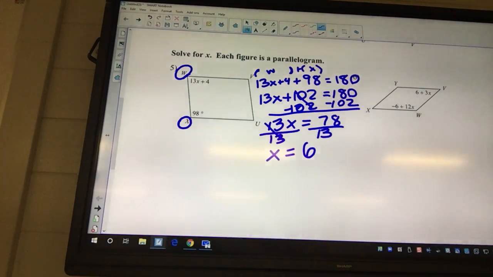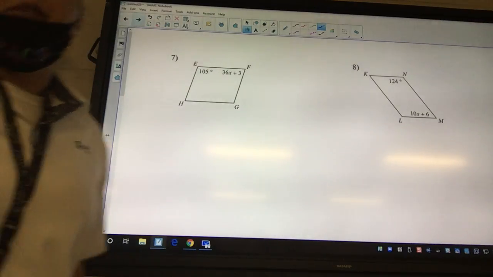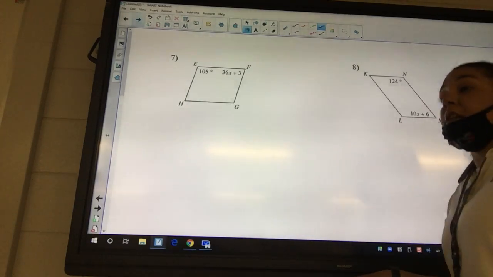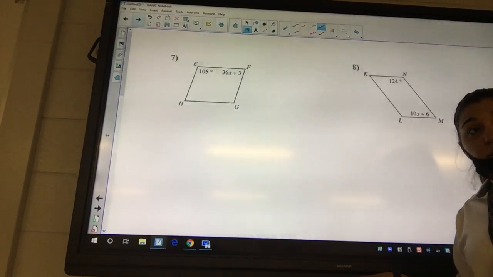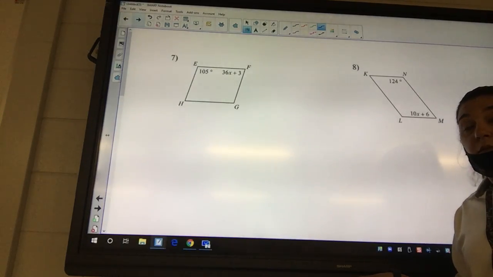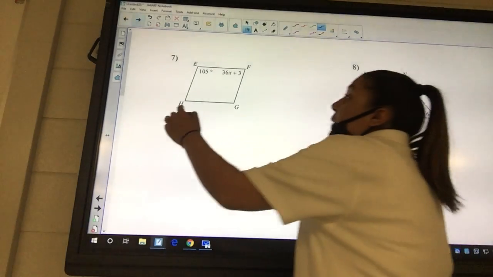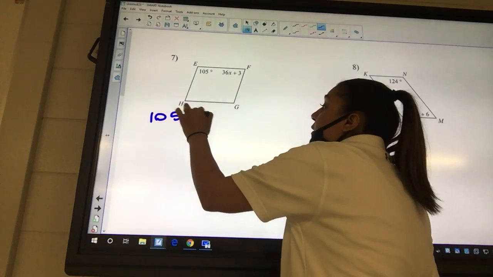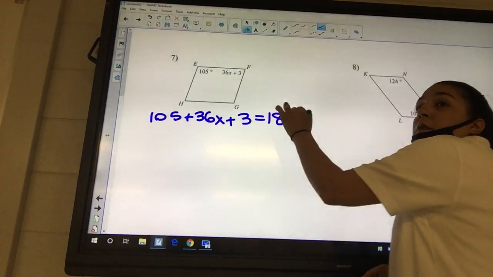Okay, number 7. Is this same sides or opposite sides? Same sides. Same sides tell us to do what? We add them together to equal 180. So I got 105 plus 36x plus 3 equals 180.